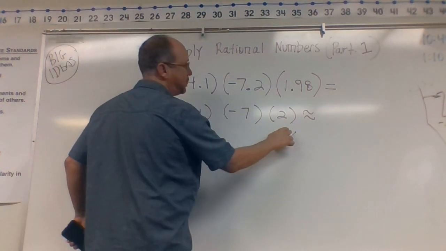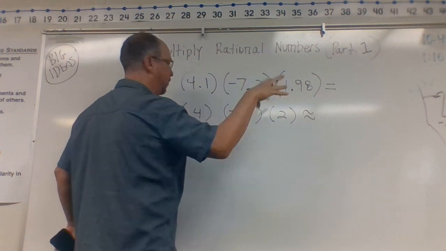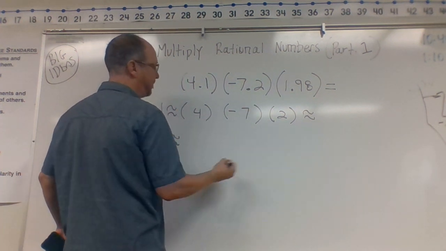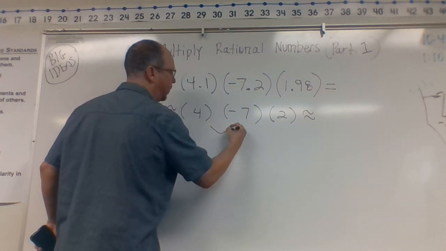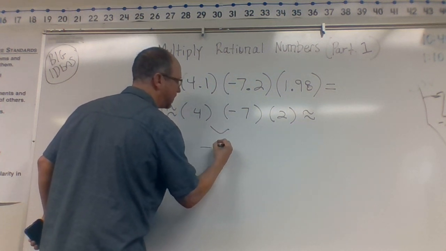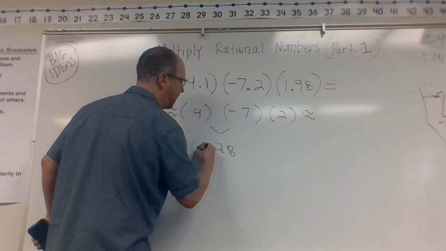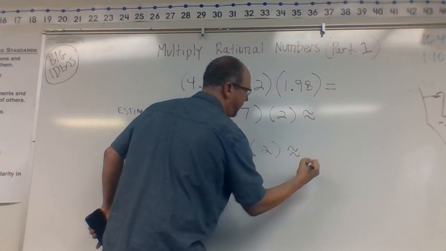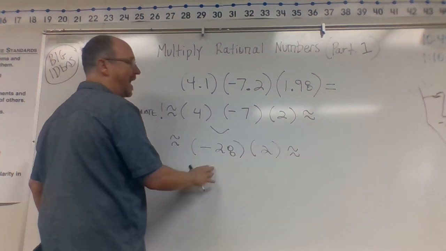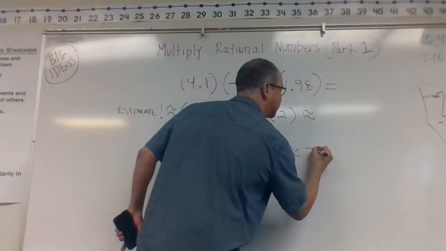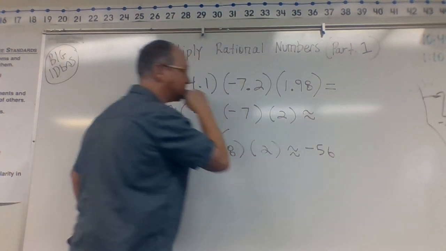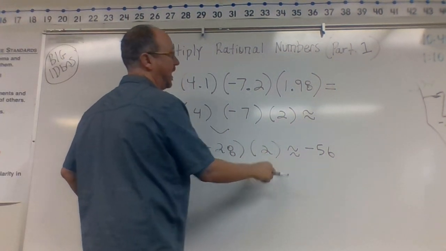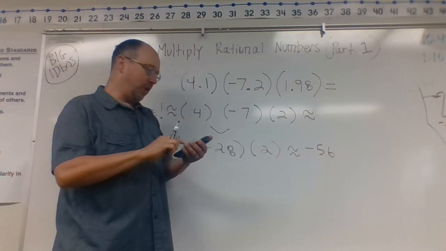We could do 4 times 2 times a negative 7 or whatever. I am just going to do it straight across. The numbers look easy enough. So 4 times a negative 7 is going to be a negative 28, positive times a negative, and then times our 2. So our final answer is going to be about negative 56, because it's a negative times a positive. Okay, and then we would go back up.